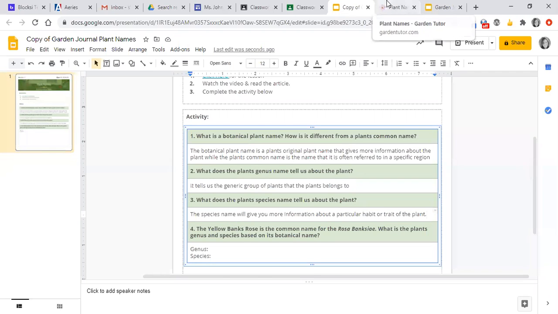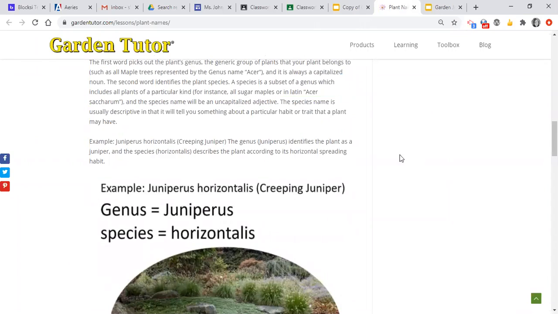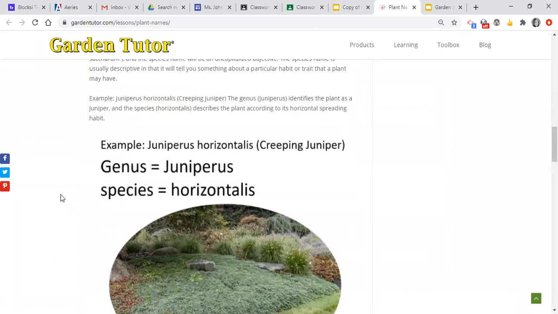Okay, so let's scroll down to where it gives us the example of how to quickly identify the genus and species names of a botanical plant name. So here we have an example, and it's Juniperus horizontalis. And this would be its common name right here, the creeping juniper. So this is its botanical name. So we want to figure out what part of the name is its genus and which part is its species. So it's telling us here that the first word is the genus and the second word is the species.